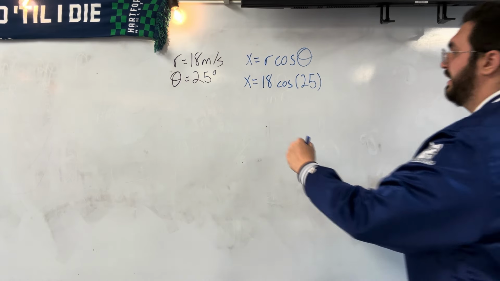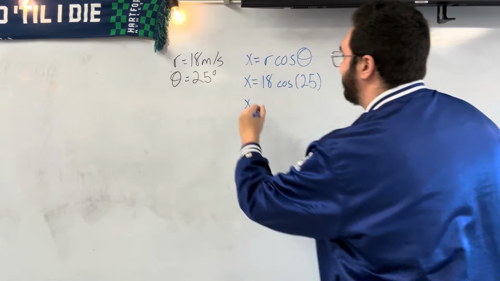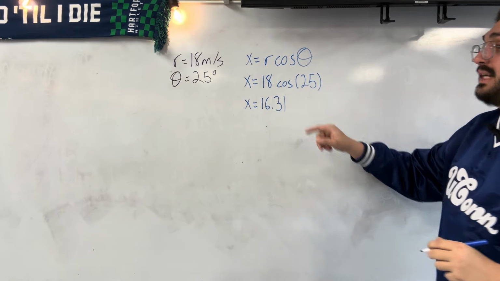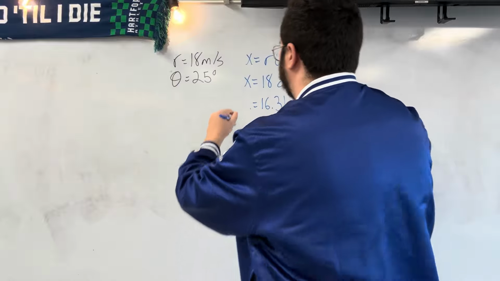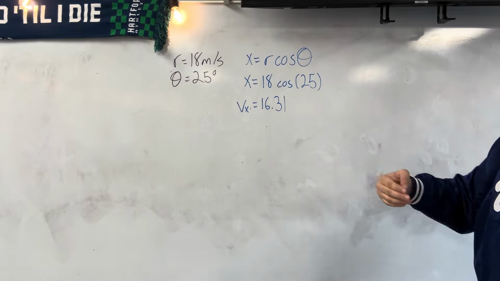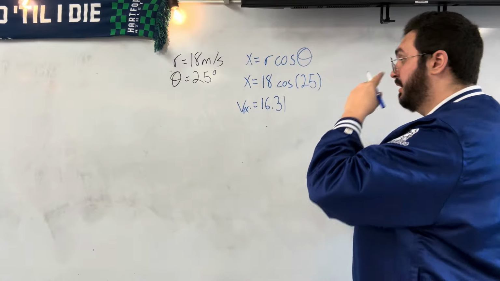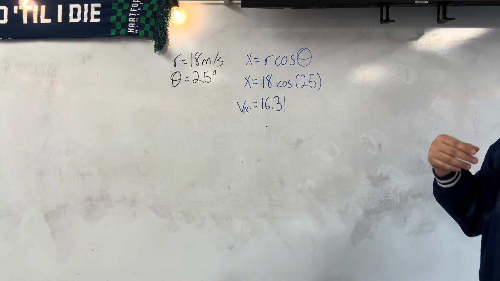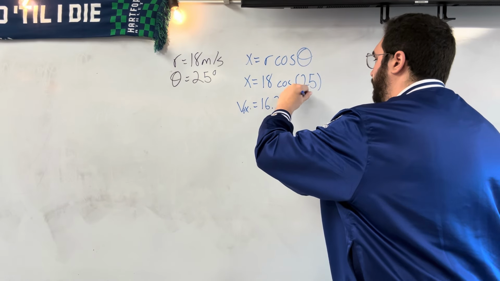So when this all is done out, we got 16.31. This still needs a unit, because this is just the x component of v. So instead of thinking about x, think about v sub x, the x component of that initial velocity. You can even think about it as vi x, if that is helpful. So the unit carries over. Velocity is always measured in meters per second. Therefore, this is also measured in meters per second.